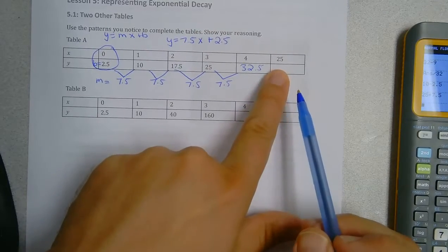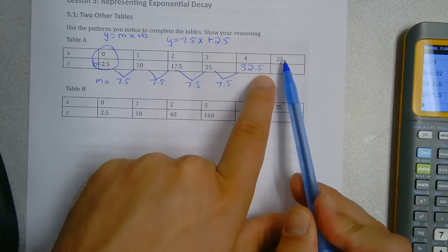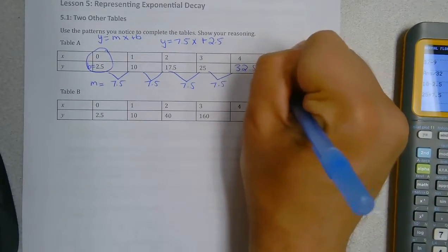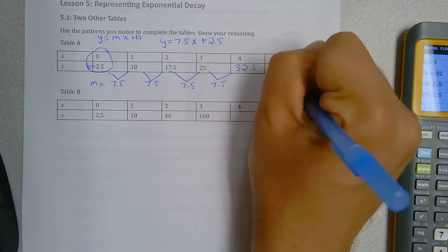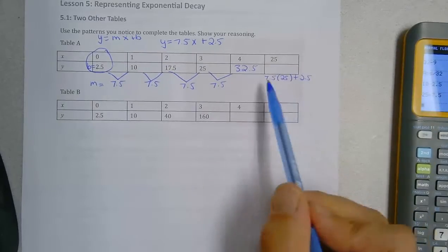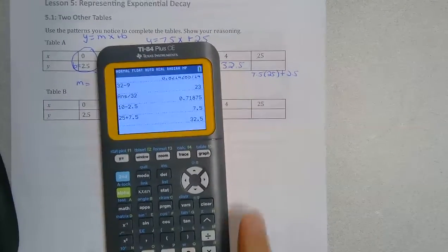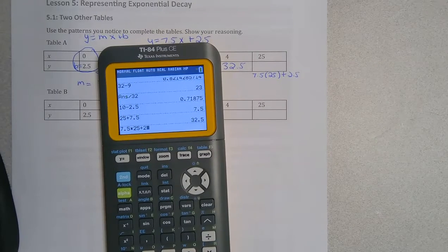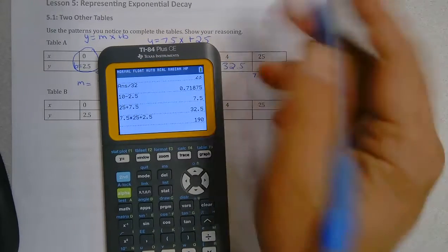So in this case, to figure out what y is when x is 25, we do the expression 7.5 times our input of 25, and then plus 2.5. So I'm going to go ahead and use a calculator to plug all that in. So 7.5 times 25 plus 2.5, and I get 190.